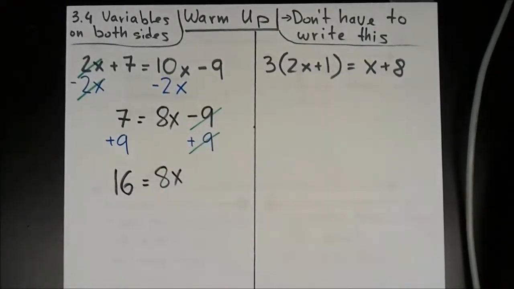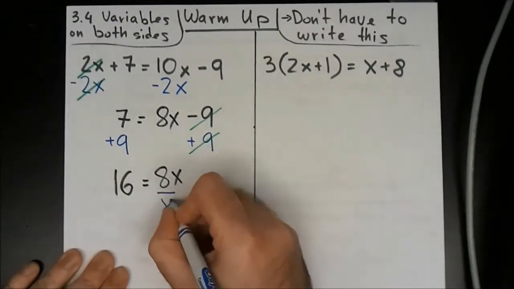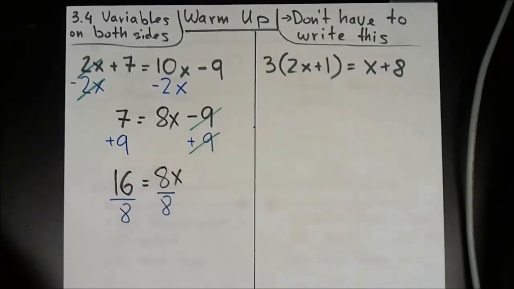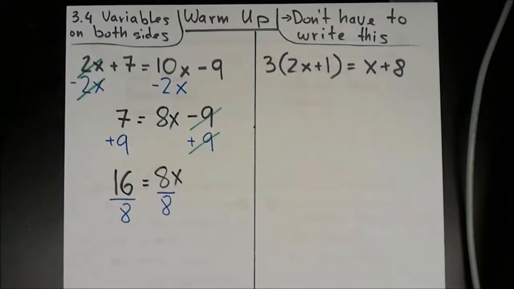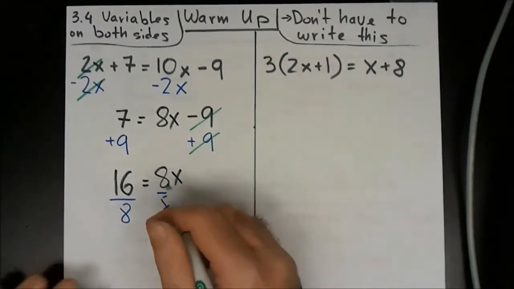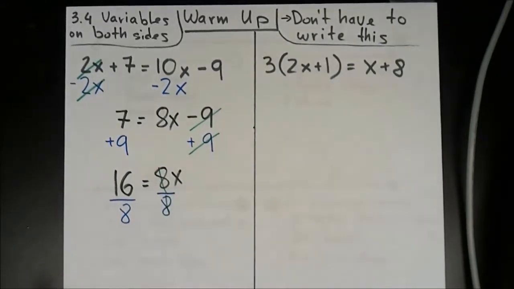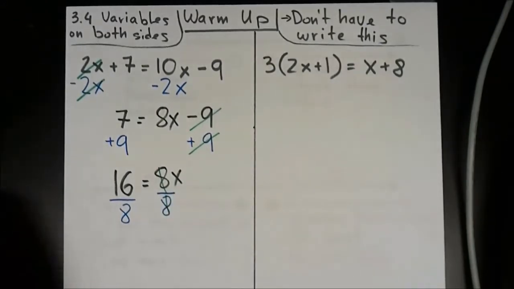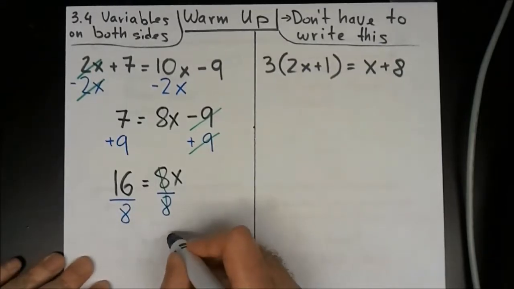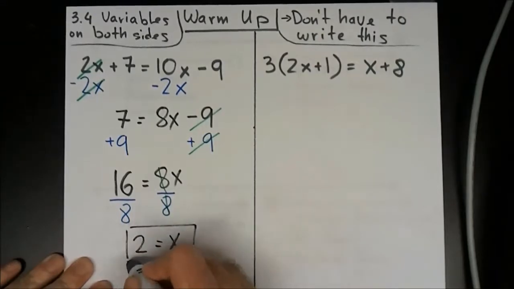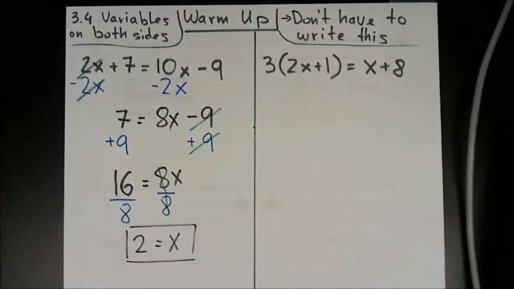And now, my last step, can someone tell me what should I do last? Of course, divide both sides by 8. Because this 8 is being multiplied by x, the opposite is to divide. So I'm dividing both sides by 8, which simplifies this pair of 8s down to 1. So they're 1, and I'm not going to write that 1. And 16 divided by 8 is just 2. So x is 2. Perfect, nice, simple, and done.